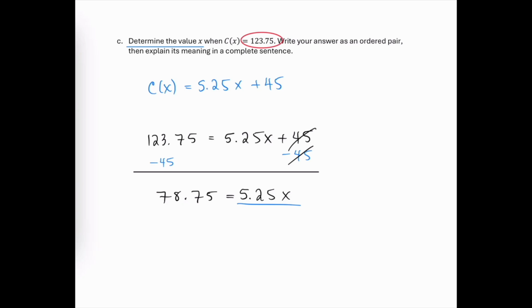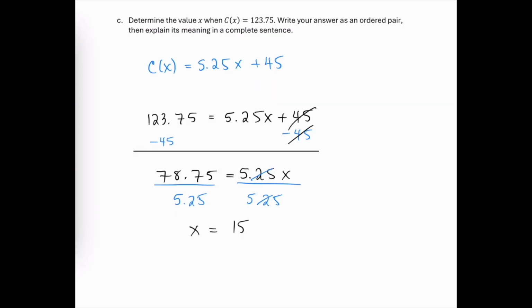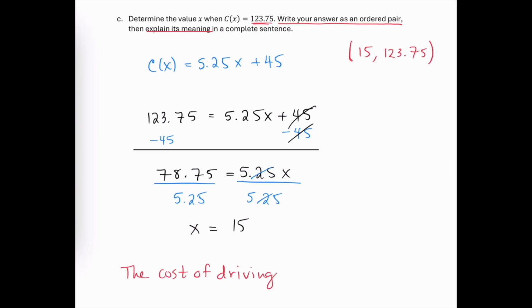And then we'll divide both sides by 5.25, which cancels out altogether on the right. And let's switch sides to get our x on the left, and 78.75 divided by 5.25 is 15. This time we're asked to write our answer as an ordered pair and explain its meaning. So our ordered pair has an x coordinate of 15 and an output y value of 123.75. The cost of driving 15 miles is $123.75.